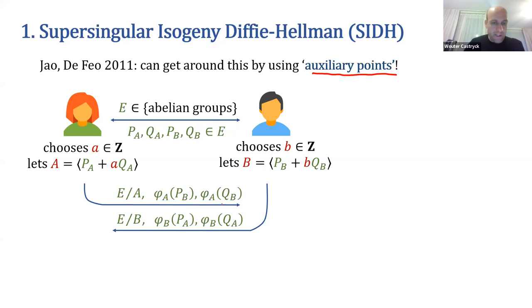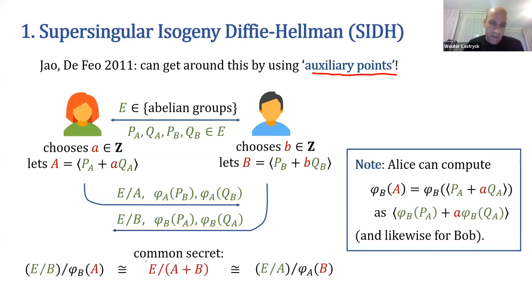Okay, and now instead of giving the quotient map, Alice will just give this quotient group and the images of these auxiliary points for Bob under her quotient map. So she gives E modulo A and then the images of PB and QB. Bob does the same. He sends E modulo B to Alice and gives Alice the images of Alice's auxiliary points under his secret quotient map phi B. And now this works.